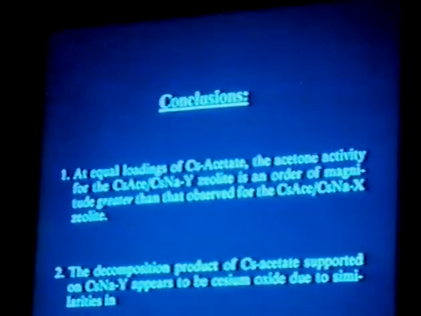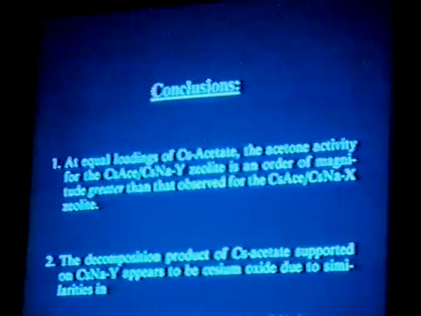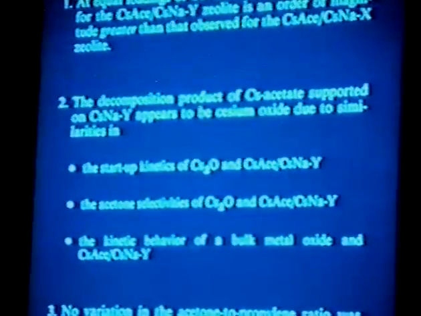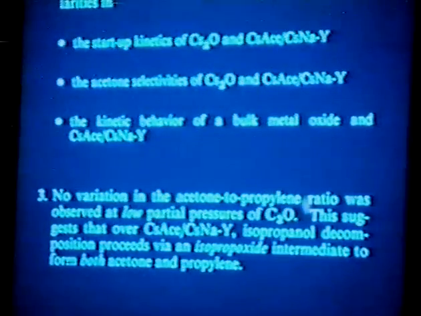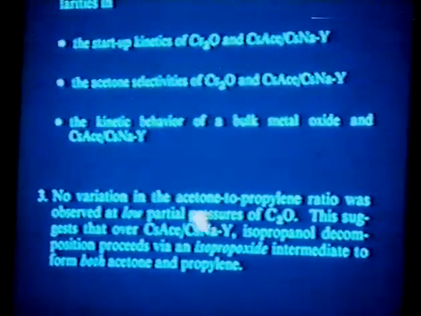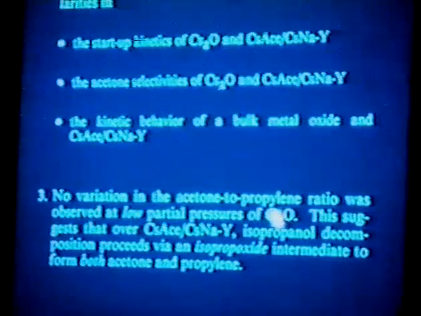So to draw some conclusions: firstly, as shown earlier in the talk, at equal loadings of cesium acetate, the acetone activity for the impregnated Y zeolite is significantly better than the equally prepared X material. Secondly, the decomposition of the cesium acetate supported on Y appears to yield cesium oxide, due to similarities in the startup kinetics, the acetone selectivities, and the kinetic behavior between bulk metal oxide and the impregnated Y zeolite. And thirdly, there's no variation in the acetone to propylene ratio at low partial pressures of CO2. This suggests that isopropanol decomposition over the cesium acetate impregnated material proceeds by an isopropoxide intermediate to both acetone and propylene formation.